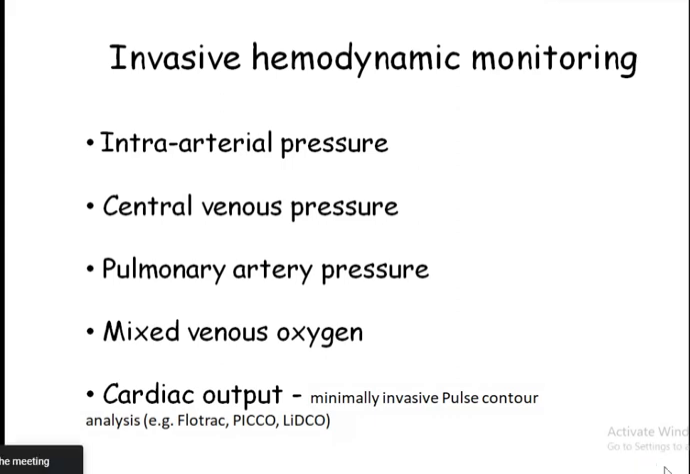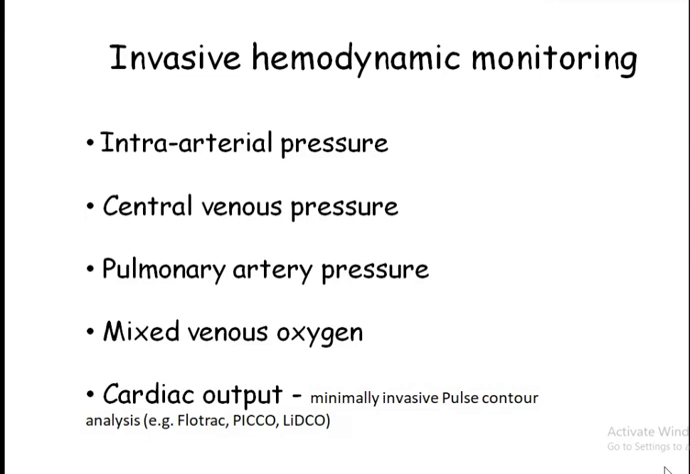The second one is central venous pressure. So what is central venous pressure? Central venous pressure is the pressure inside the central veins. Through this, we are assessing the preload of the heart, the pressure in the right atrium, mainly in the superior vena cava. So that is what central venous pressure signifies.